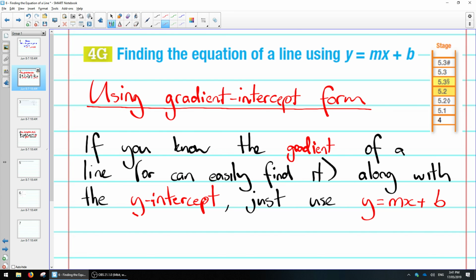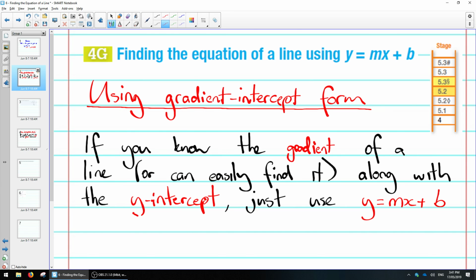Anyway, so let's focus on the y equals mx plus b method, or what we know as the gradient intercept form. So remember, we call it the gradient intercept because we have 2 pieces of information. We have the gradient and the y-intercept. So if we know those 2, we've just found the line.